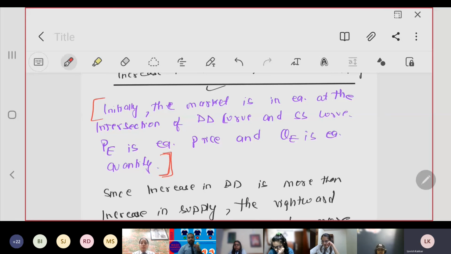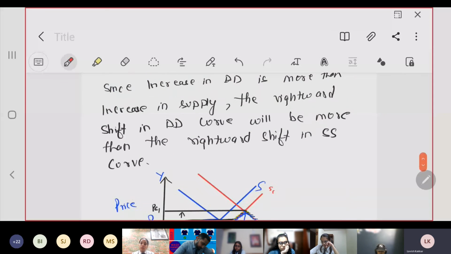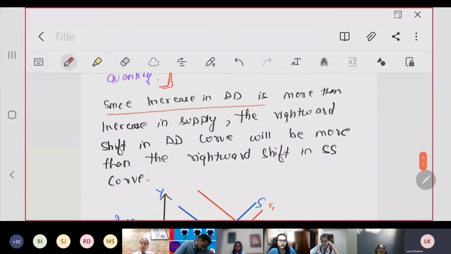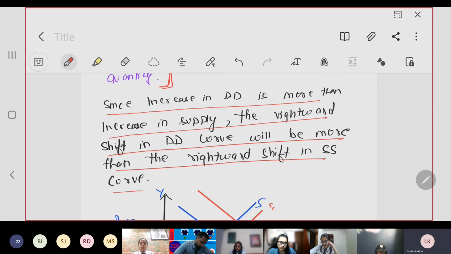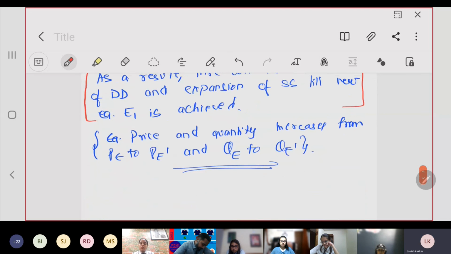Now, what if it is a 2 marker? What will you do then? I'm underlining that. If it is a 2 marker, you only have to write this part, then this part, only the underlined part, and then this line. That's it.